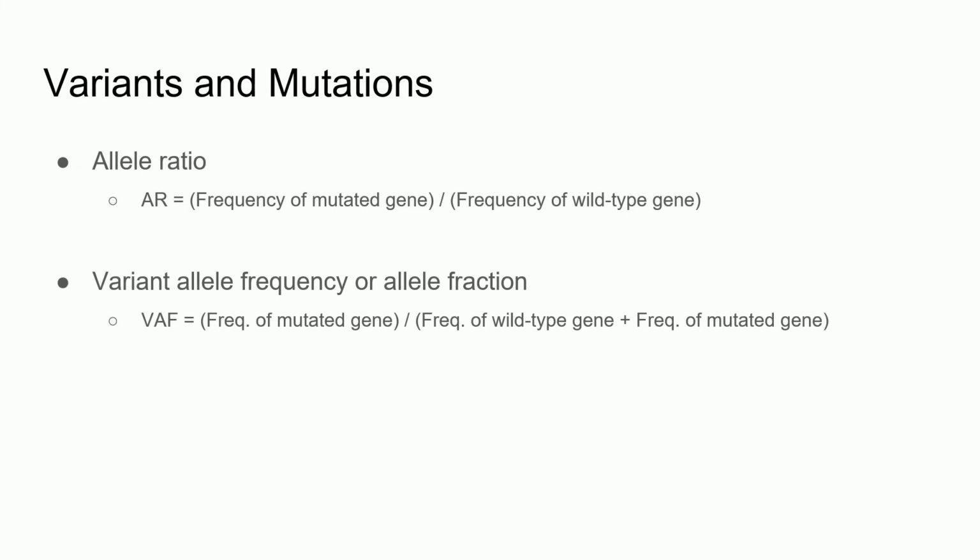Allele ratio and variant allele frequency are a couple terms you may come across in the diagnostic laboratory. The allele ratio is defined as the frequency of a mutated gene divided by the frequency of the wild-type gene. The variant allele frequency, or allelic fraction, is the frequency of mutated genes divided by the sum of the wild-type and mutated gene frequencies.